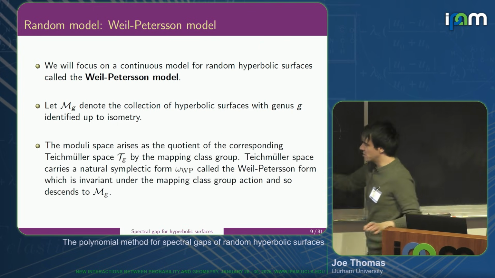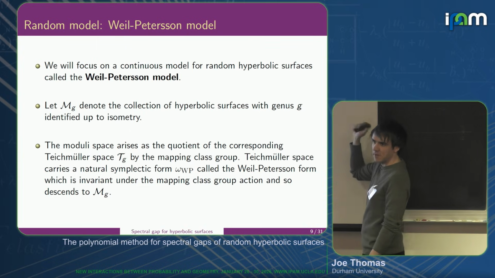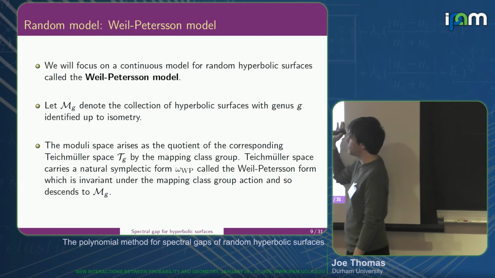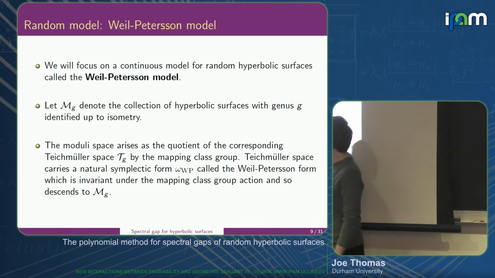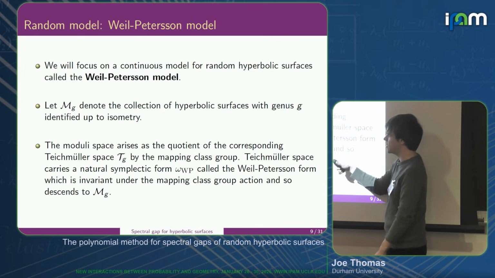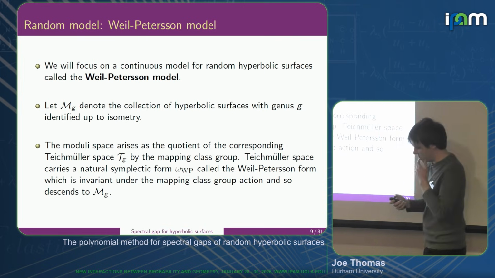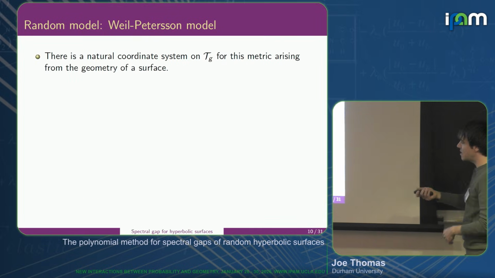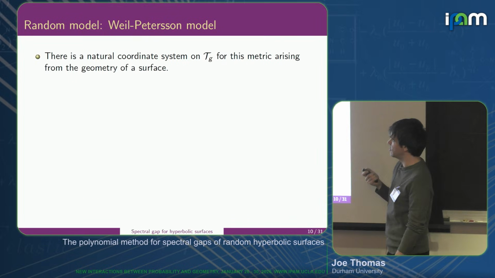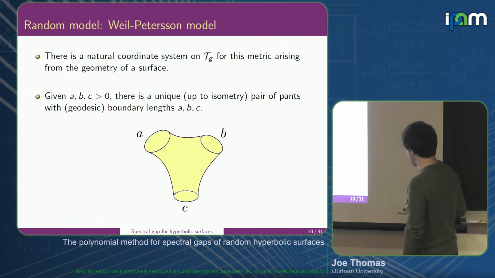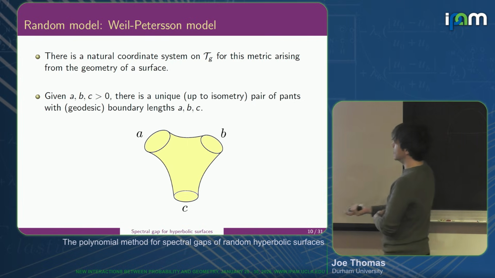And then you can look at the universal cover. This is this Teichmuller space. You have this symplectic form, this Weil-Petersson form that Min-Kun mentioned. It's invariant under this mapping class group orbit. You can descend it to moduli space. You get something nice. But geometrically, we have this nice description that Min-Kun told us about coming from building these surfaces from pairs of pants.